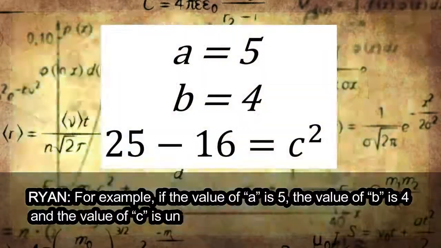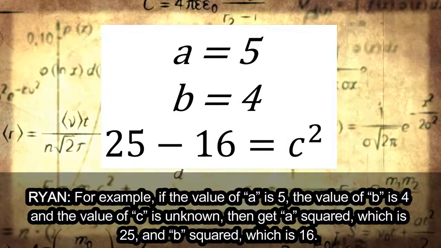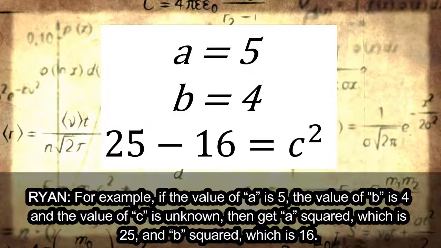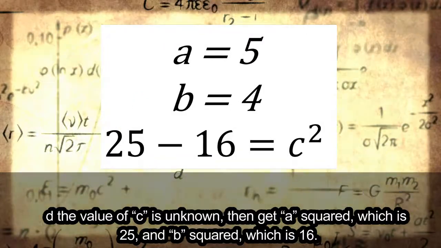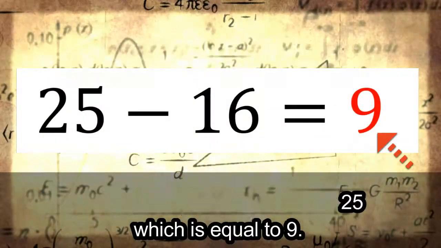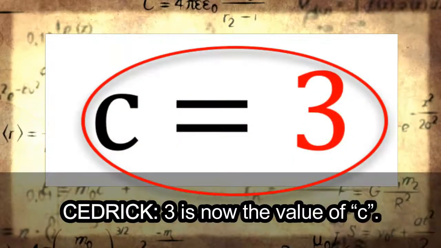For example, if the value of A is 5, the value of B is 4, and the value of C is unknown, then get A squared, which is 25, and B squared, which is 16. Next, subtract 16 from 25, which is equal to 9. Lastly, get the square root of 9, which is 3. 3 is now the value of C.